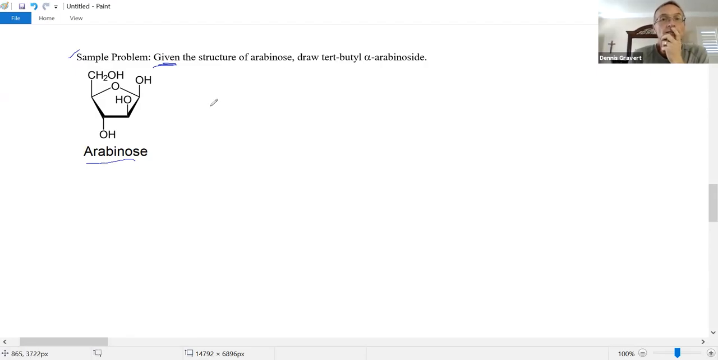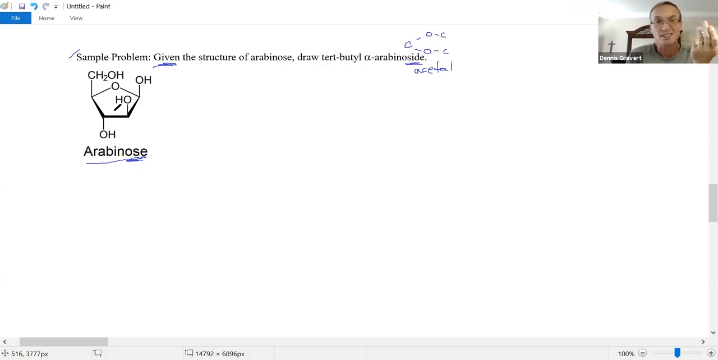How do you modify it? Well, this has an O-side ending and then you have an O-side ending. So you have to make it an acetal, a carbon linked to two ethers. Well, what are we given? Well, it's the ring form. So this is a hemiacetal or an acetal.